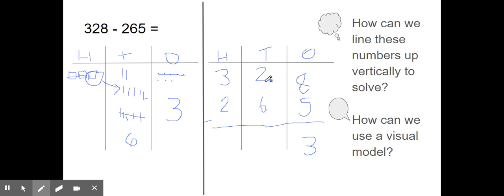2 tens minus 6 tens. Uh-oh, we can't do that. We have to unbundle 100 to get more tens. I'm going to cross out my 3 hundreds, and since I'm unbundling 100, I'll only have 2 hundreds left. Then instead of having 2 tens, I'm getting 10 more tens, so I'll have 12 tens. 12 minus 6 is 6. That's one of our doubles facts. 2 minus 2 is 0. We got the same answer. Way to go. Great job.